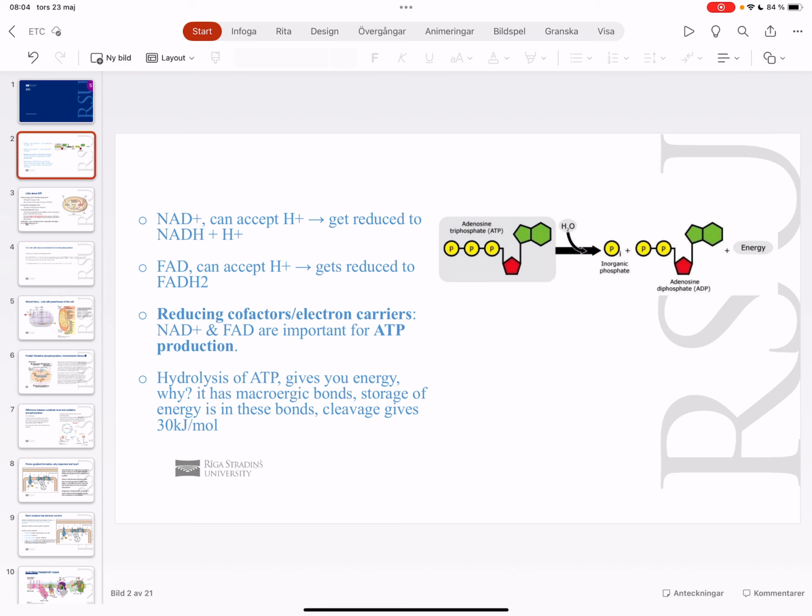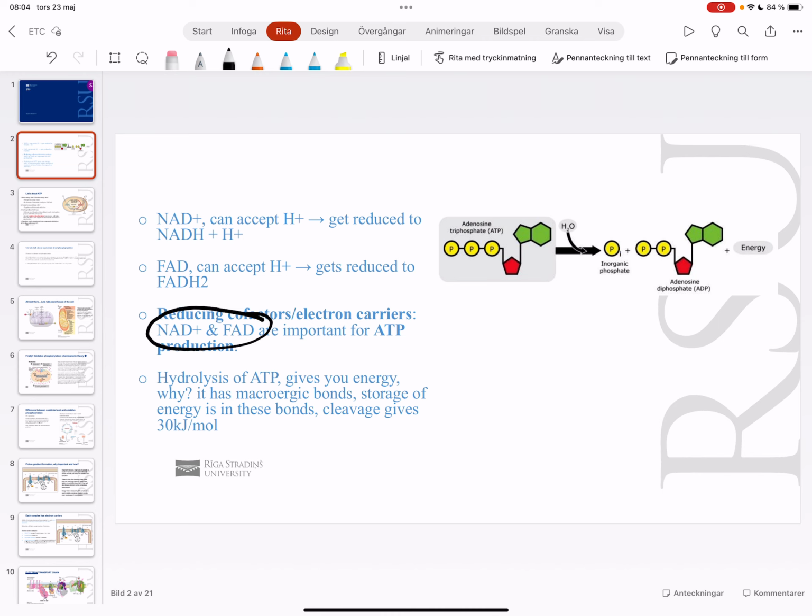Then we have something called reducing cofactors and electron carriers, which would be NAD plus and FAD, and these are important for ATP production, and we're going to talk a lot about this today. So when we say reducing cofactors, electron carriers, then we're talking about this.